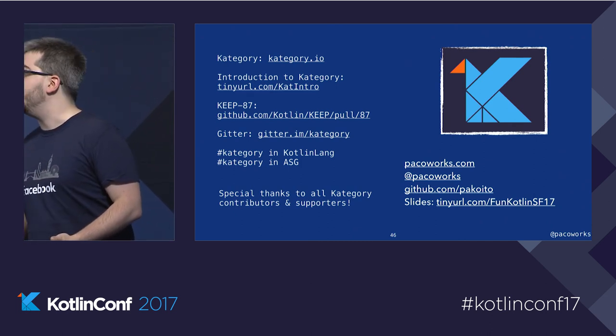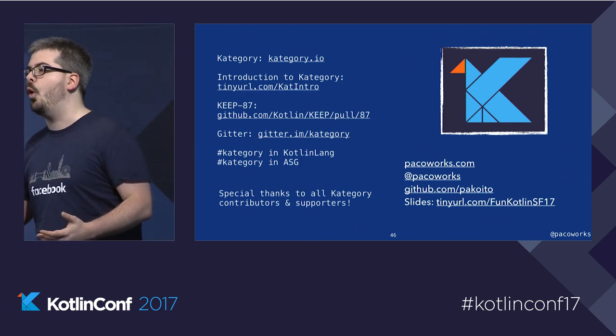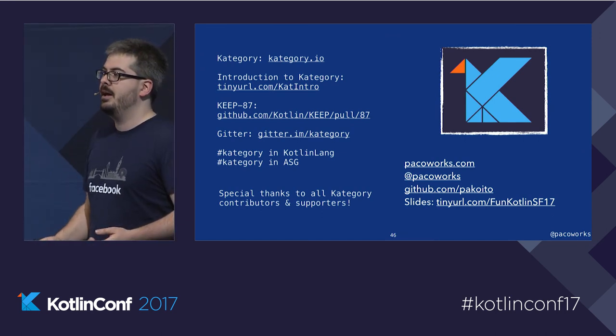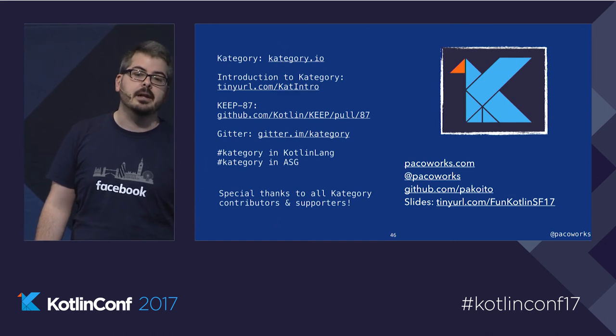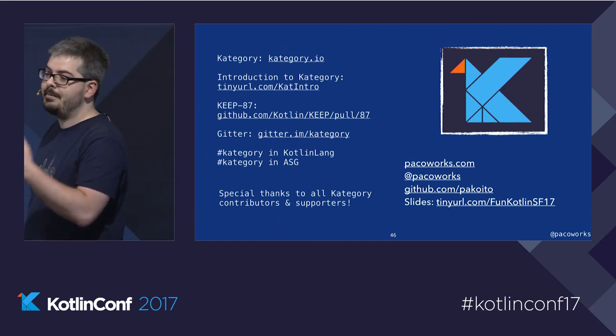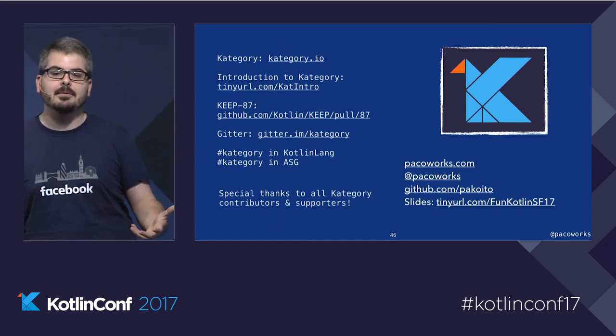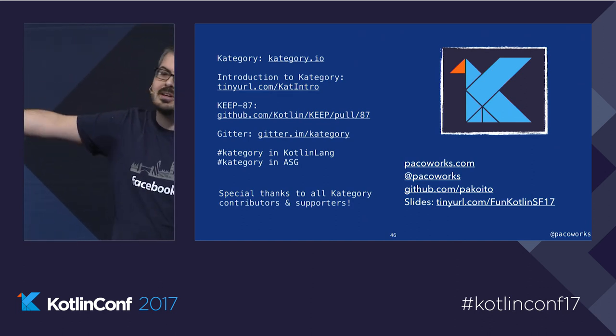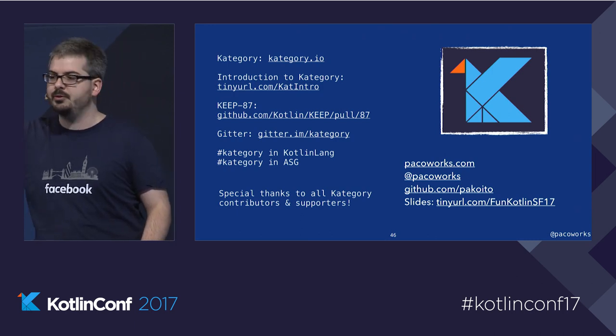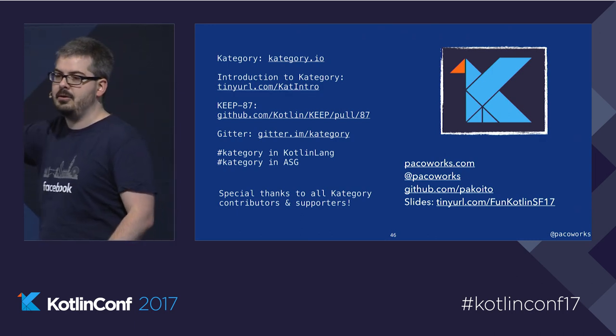We gave a talk last week, Introduction to Arrow. We go through all the features. This has been a little bit of a peek behind the scenes for people who like to see how the sausage is made. We have KEEP 87. We're trying to bring type classes into the ecosystem. If we bring type classes, we can do all these kind of cool abstractions that solve your problems for asynchrony, for threading, for error handling.